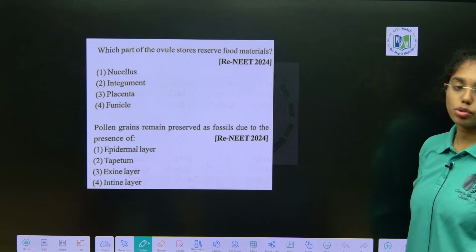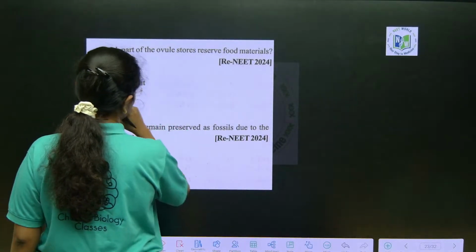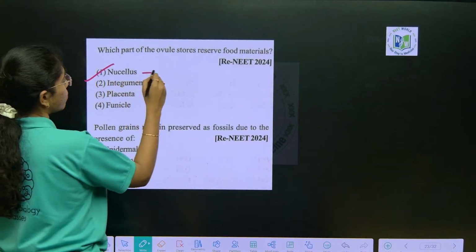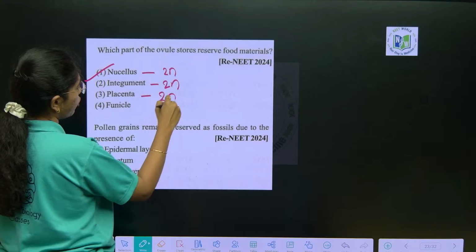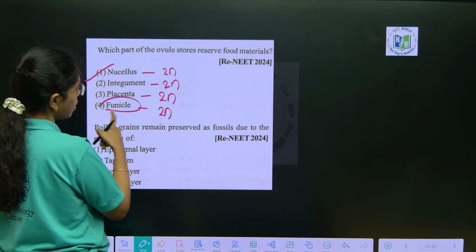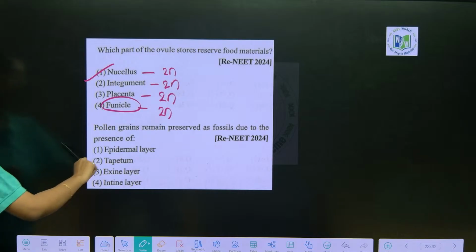Next question. Which part of the ovule stores reserve food material? Nucellus. Tell me the ploidy of nucellus. 2N. Integuments, 2N. Placenta, 2N. Funicle, 2N. Funicle is the stalk of the ovule, where ovule will be attached to the placenta of the ovary. Learn the terminology.